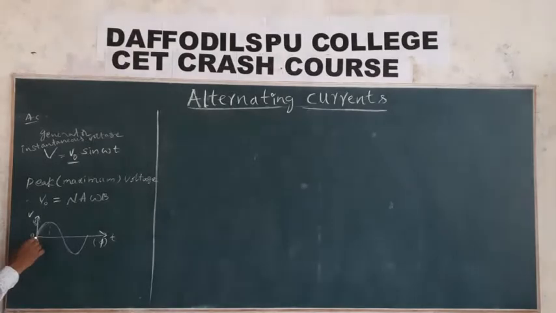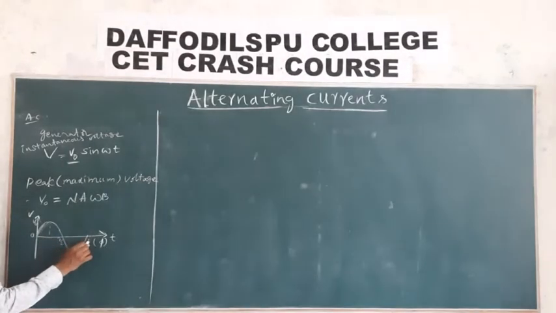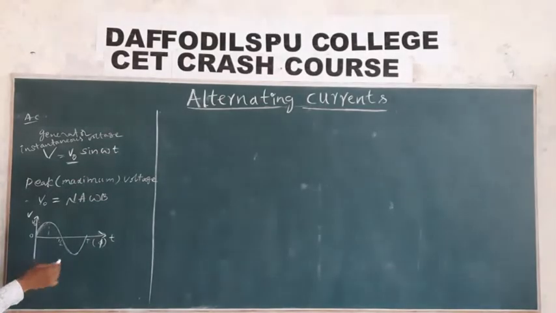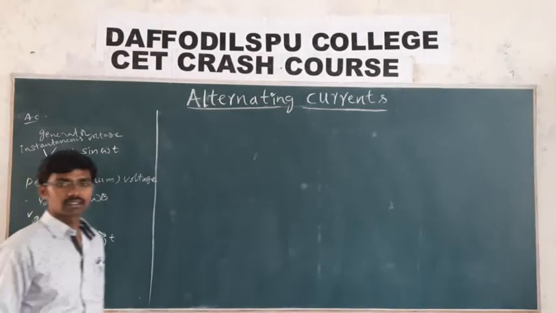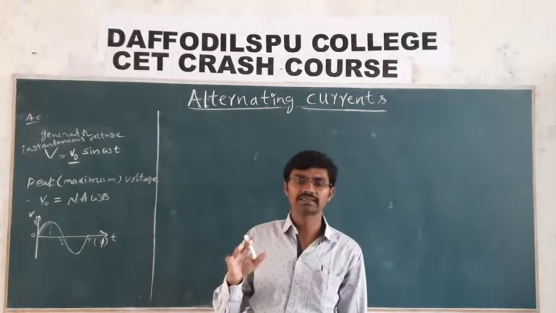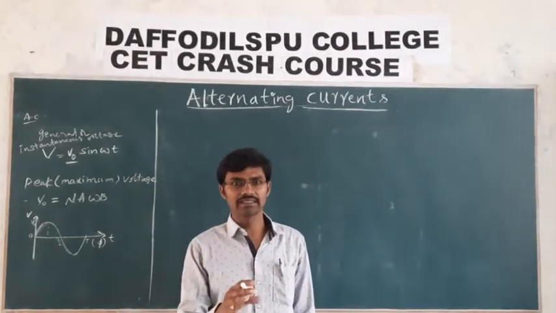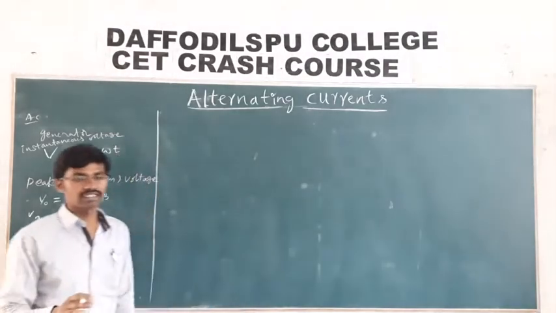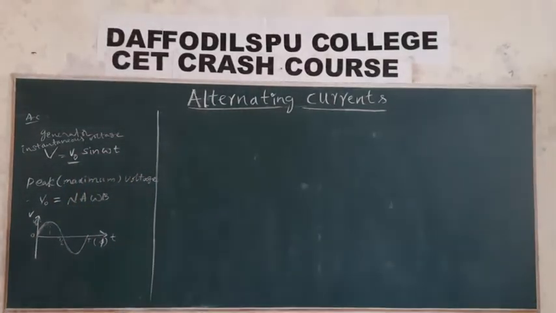Then, when it is moving from 0 to T by 2, and T completes the cycle, then what will be the average voltage or average current? Similarly, what are RMS currents and RMS voltages, these things we will discuss briefly. Thereafter we will go to some applications in this topic.